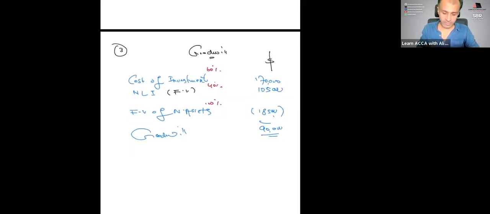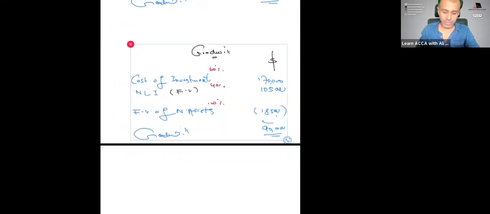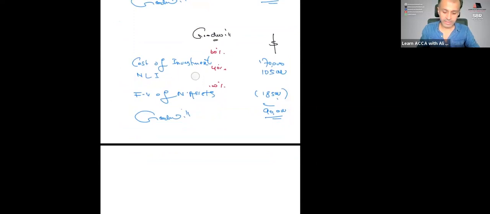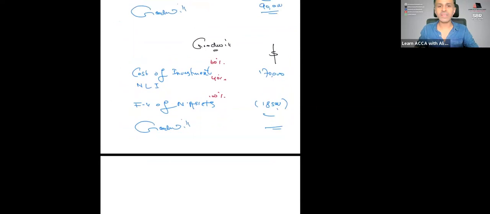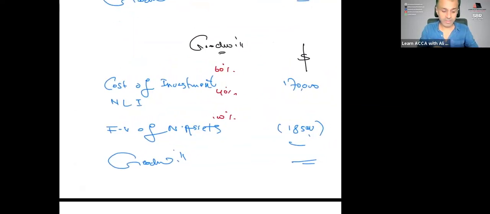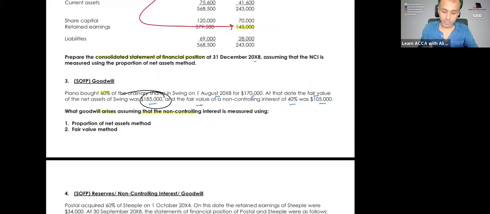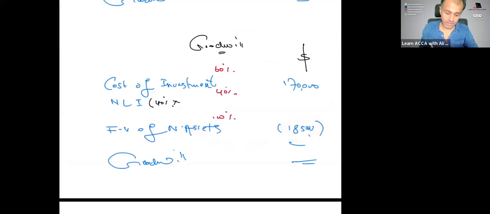If I have to redo this goodwill working by assuming the value of NCI is by the proportion method, only one thing will change, and that will be this NCI. Nothing will change except NCI. Proportion of net assets method. And that's how the proportion is worked out. 40%, the value of net assets is this, or you may take the same figure. 40% of 185,000, the figure turns out to be 74,000. Fine with this.